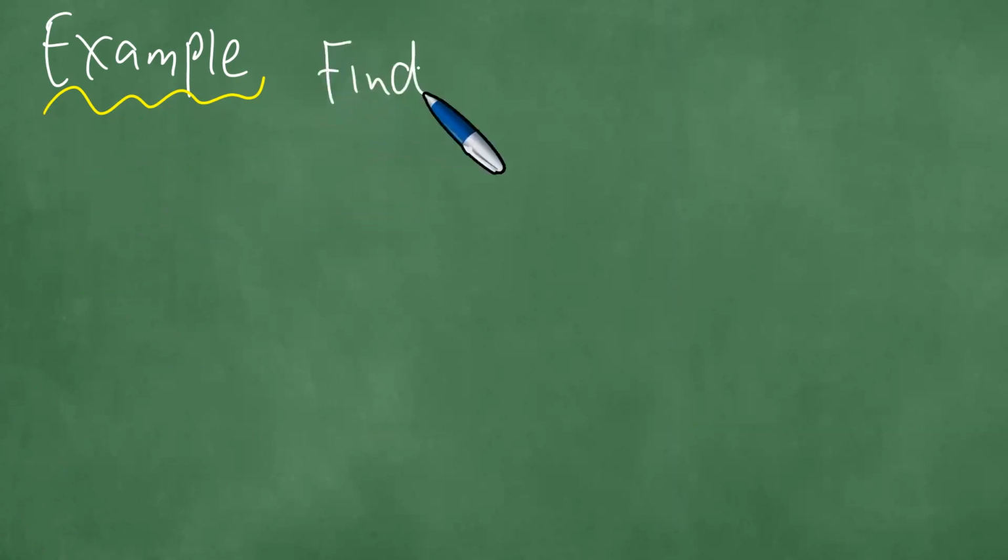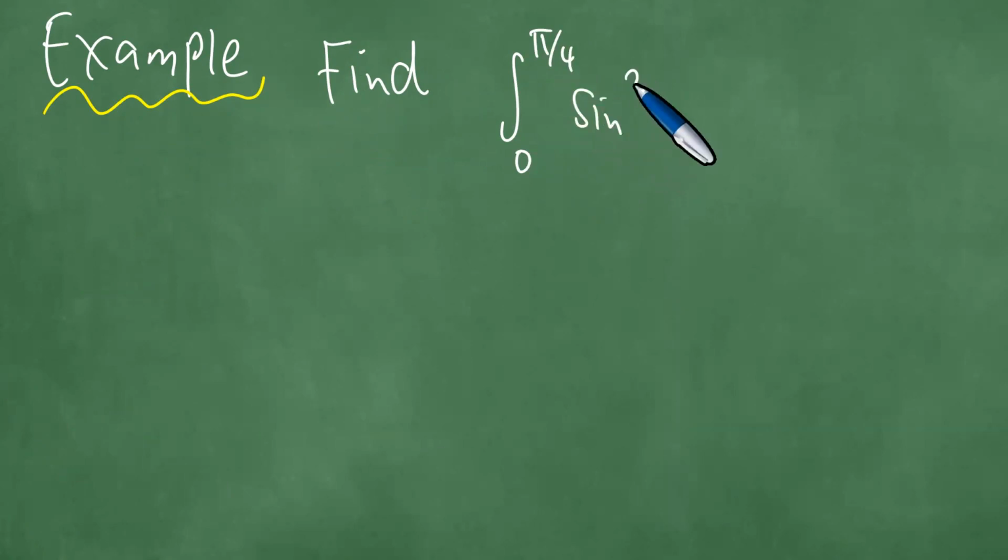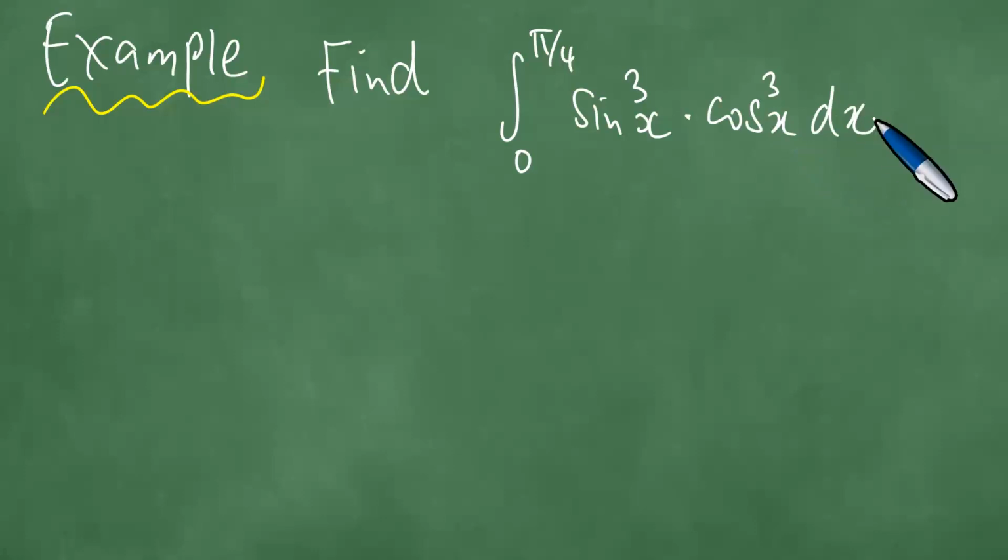Find the integral from 0 to pi over 4 of the sine cubed times the cosine cubed of x dx. What is the integral of this? Okay, very straightforward. Let's look at the solution.